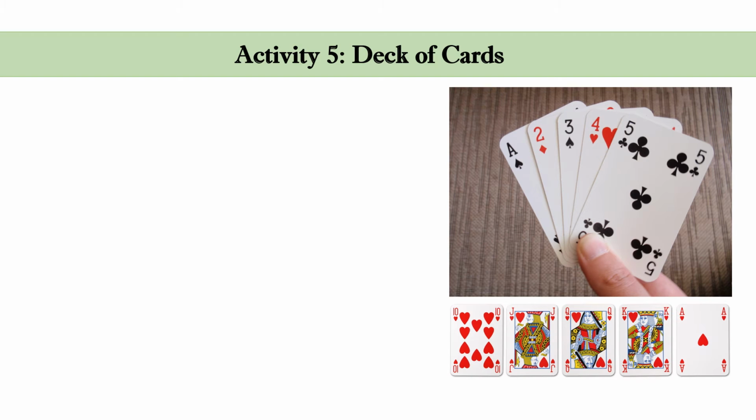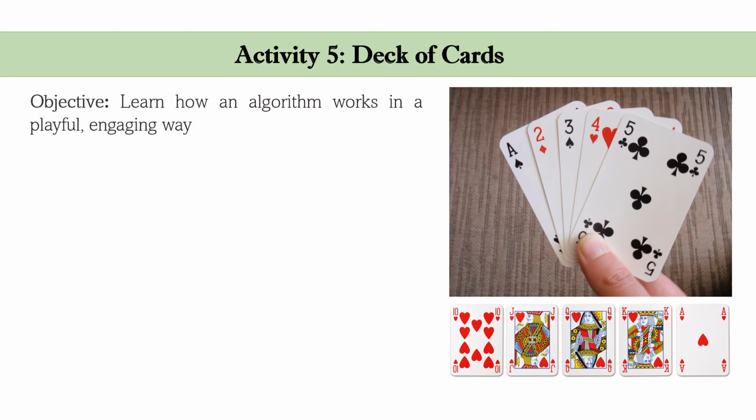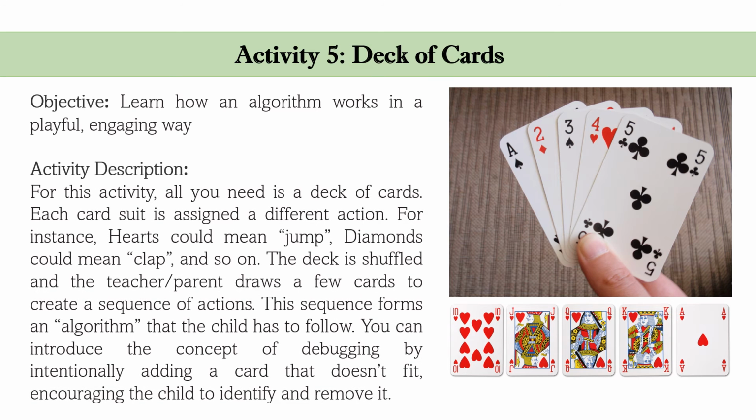The last activity is coding with a deck of cards. The objective is to learn how an algorithm works in a playful, engaging way. For this activity, all you need is a deck of cards. Each card suit is assigned a different action. For instance, hearts could mean jump, diamonds could mean clap, and so on.